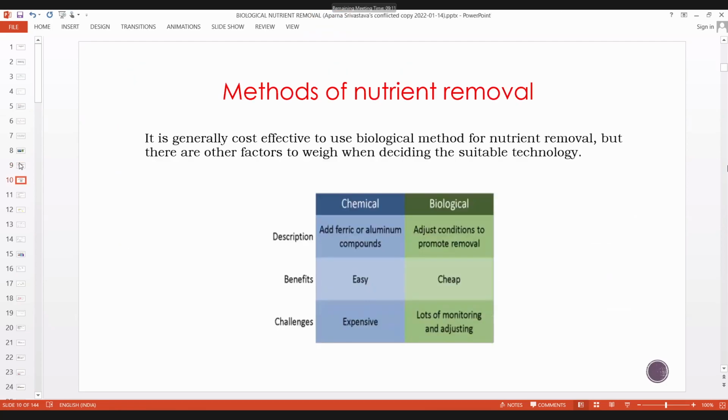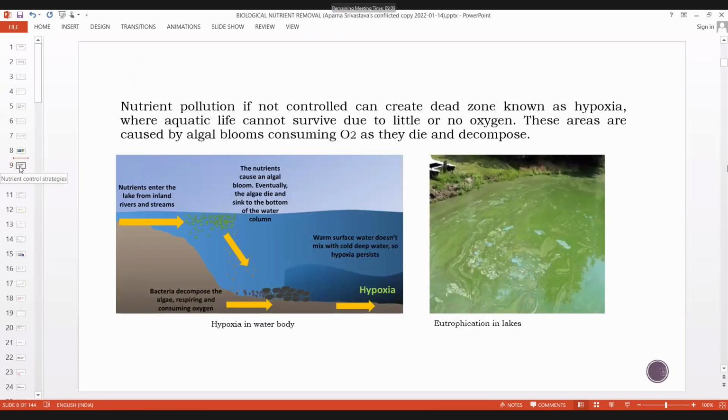Sir, in slide 8, so can you please go to slide 8? Slide 8. So here in the first figure it is written that warm surface water does not mix with cold deep water. But we have studied in lake ecosystem that generally the top surface water mixes with the cold water.